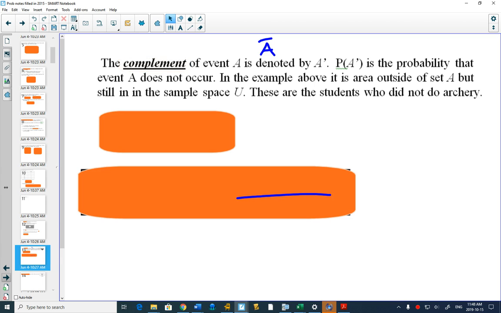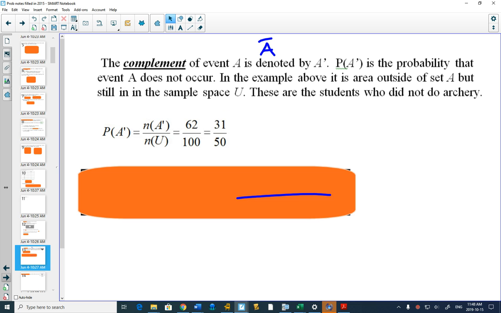The complement of an event A is denoted with an A with a dash, or sometimes you'll see it with an A with a line over top of it. And that's the probability that an event does not occur. It's the opposite of what you're looking for. In the example above, it is the area outside of set A. So if we wanted to write the probability of not being an A, there's 62 people that didn't take archery out of the 100, which is 62 out of 100.